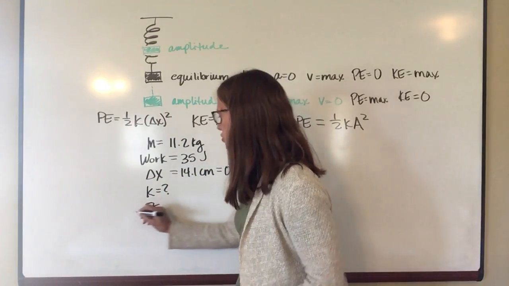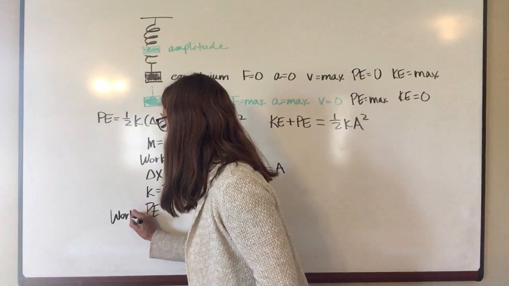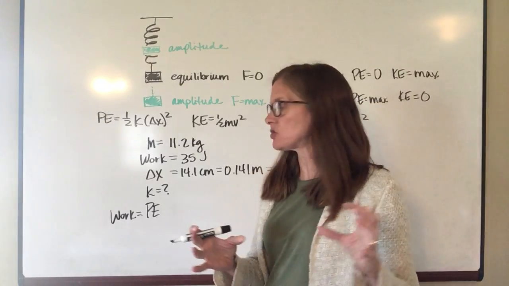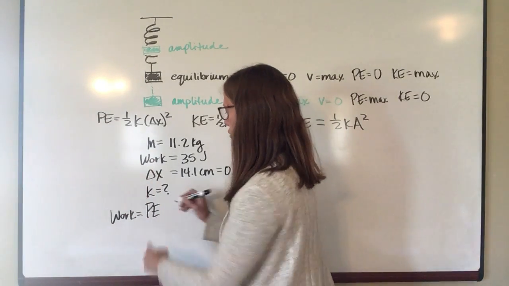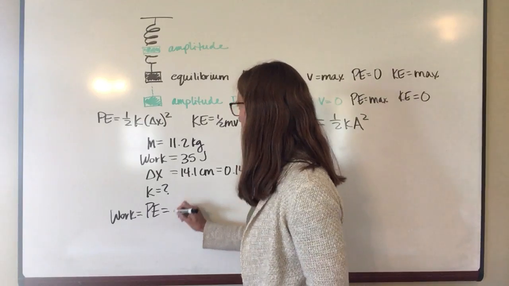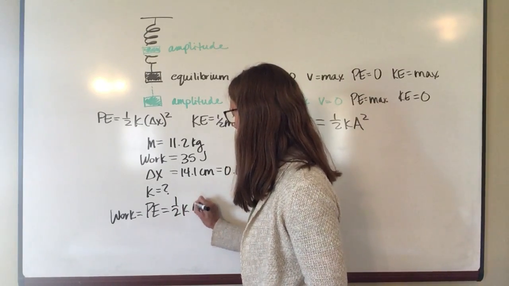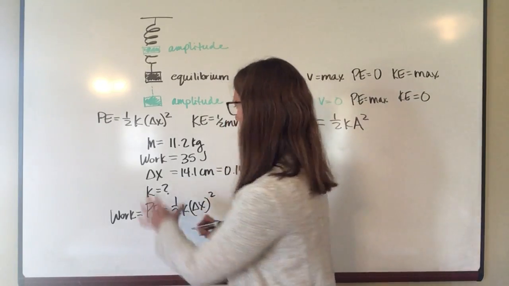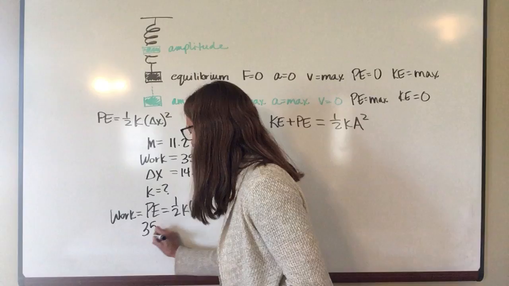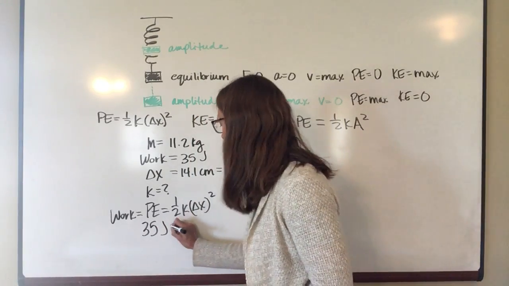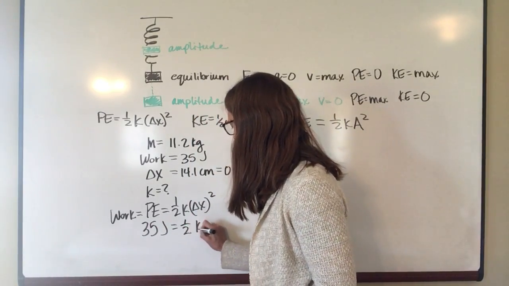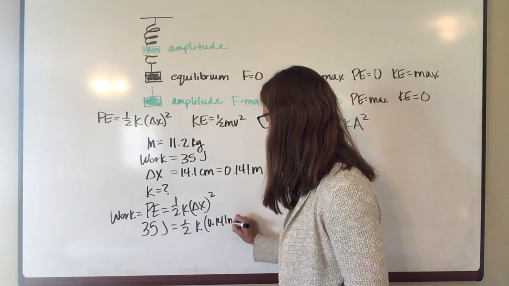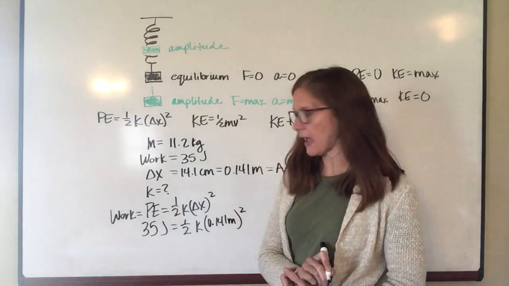So the potential energy is going to be equal to the work that she did on it, because she's translating. Remember, we can translate work into different kinds of energy. So all that work is turned into potential energy. Potential energy is 1/2 times K times delta x squared. Okay, so 35 joules is how much potential energy this is going to have. So I'm going to have 1/2 times K times 0.141 meters, and then I'll have to square that.